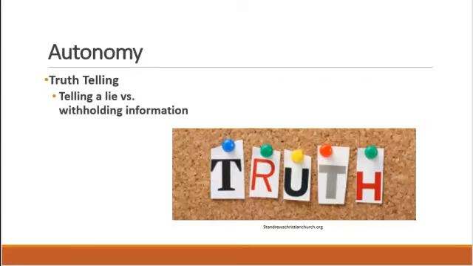All right, within autonomy is truth-telling, and there is a difference between telling a lie and withholding information. But still, if you withhold information from a patient, you're limiting their autonomy. Failure to report errors to a patient, so they were given the wrong medicine, failing to report that to a patient is withholding information, and that limits their autonomy and ability to make decisions that would benefit them in the future.